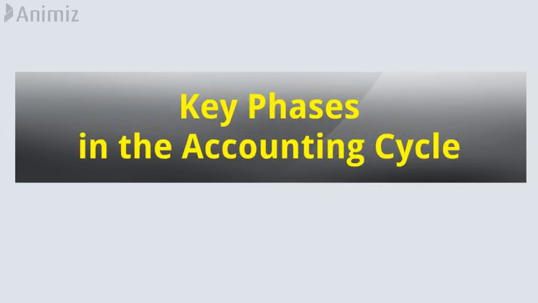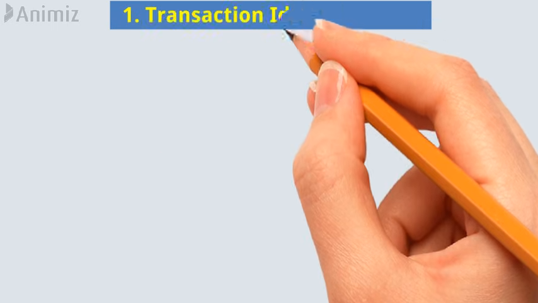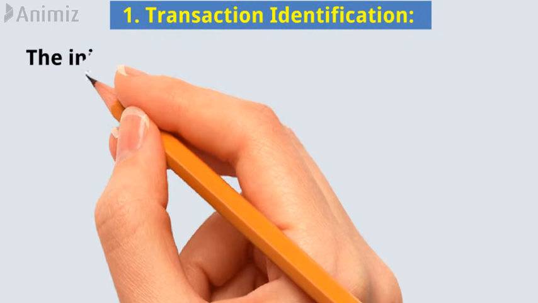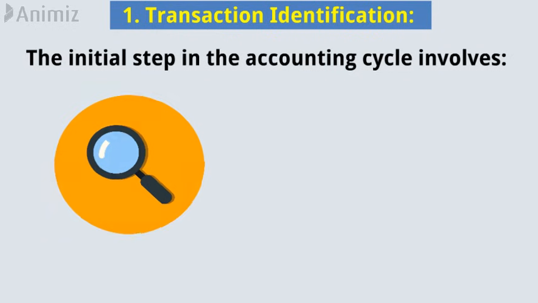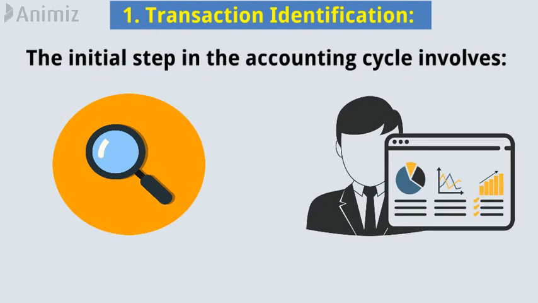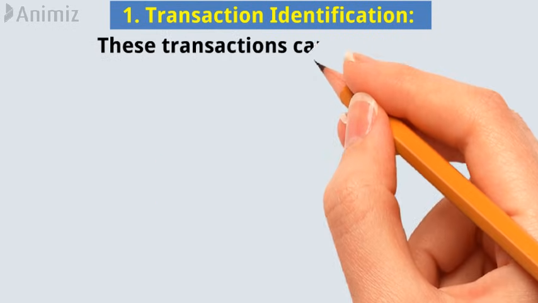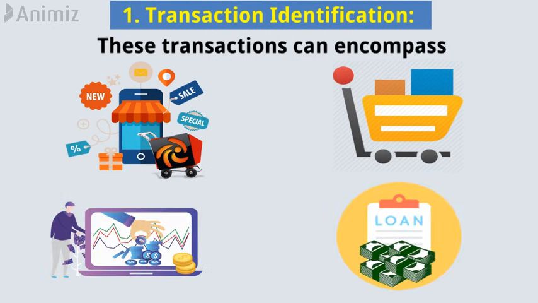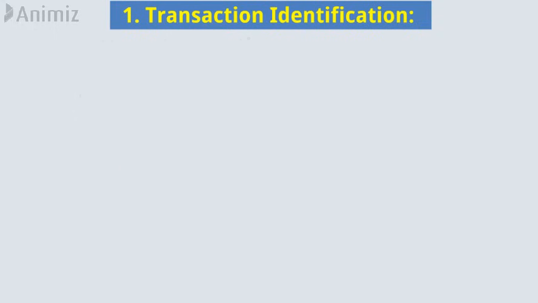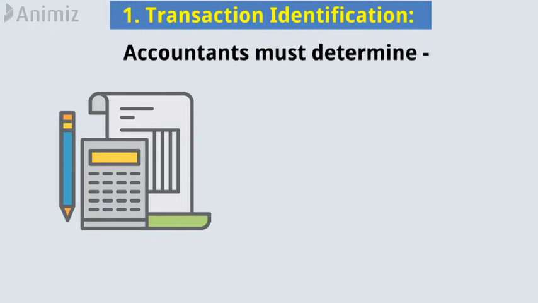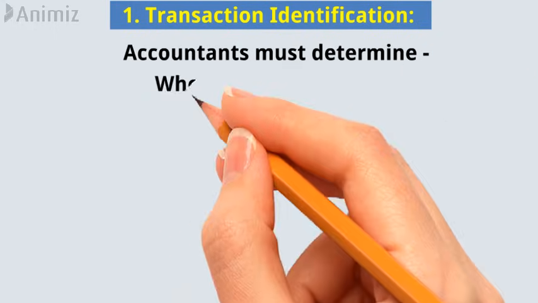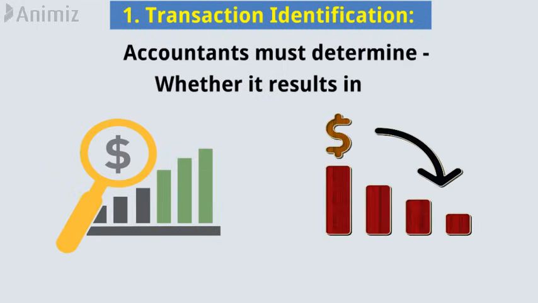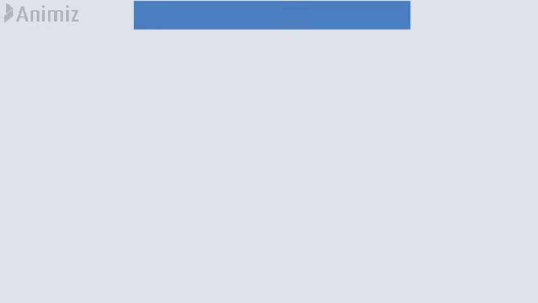Let's discuss key phases in the accounting cycle. Number 1. Transaction identification. The initial step in the accounting cycle involves identifying and analyzing financial transactions. These transactions can encompass sales, purchases, investments, loans, and various other financial activities. Accountants must determine which accounts are affected by each transaction, and whether it results in an increase or decrease in the account balances.